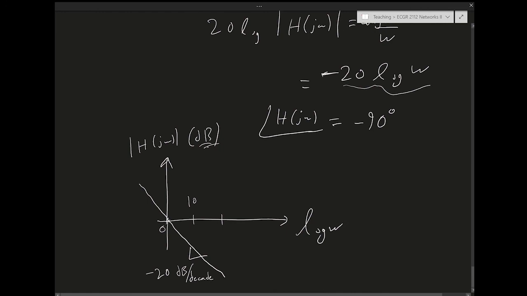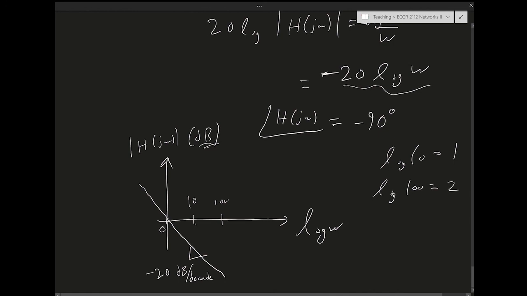Going one step, so log 10 is equal to 1, right? Going one step here in this graph means that we go to 2, right? But what is 2? 2 is log 100, right? So we go from 10 to 100 radians per second. That's the nature of the log plot, of the log axis.